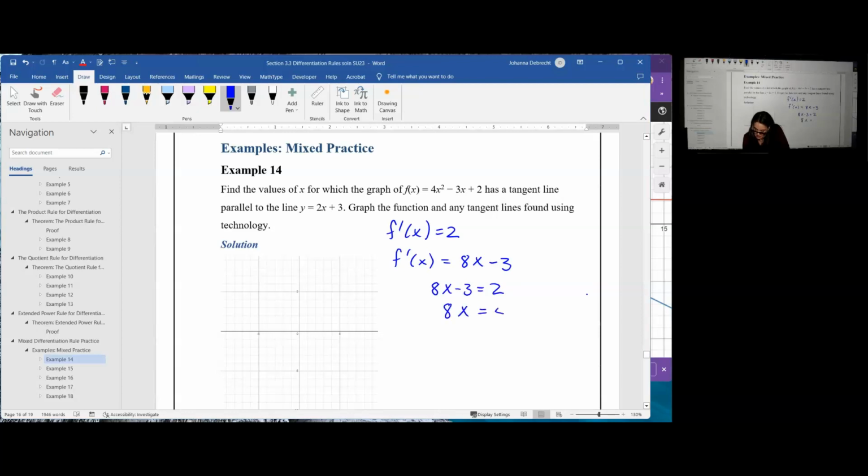This gives me that x is equal to 5/8. To find the equation of the tangent line, I need to know what the ordered pair is where the two graphs connect. So I substitute the value of 5/8 into the original function, 4x squared minus 3x plus 2.